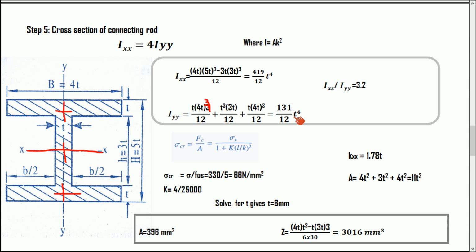This is the equation of Iyy. Now let us see what is the value of Ixx by Iyy. If we divide these two values, we are going to get the value as 3.2, which is an acceptable range because it is not very less or it has not gone beyond 4. Anyway, 3.2 is an acceptable range. So we are considering that this is the cross-sectional ratio that we are going to choose.